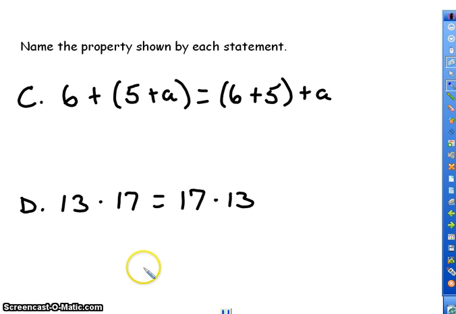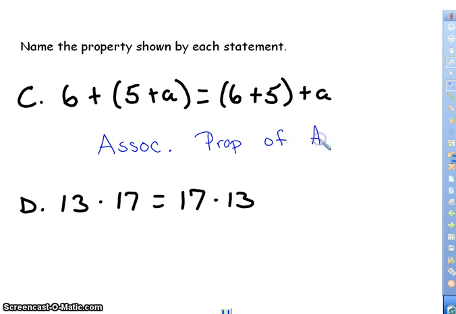Now we're going to name the property, and when you do this, you're going to need to look back in your notes and look at the properties. It's either going to be associative, commutative, identity properties, or the distributive property. So looking at this one, you'll notice I have a 6, 5a. Then it's 6, 5a. So the order is not changing. What's changing is the parentheses. So this is going to be the associative property. Okay, and we can abbreviate these. And it's the associative property of addition. Okay, it's either going to be addition or multiplication. So associative property of addition.